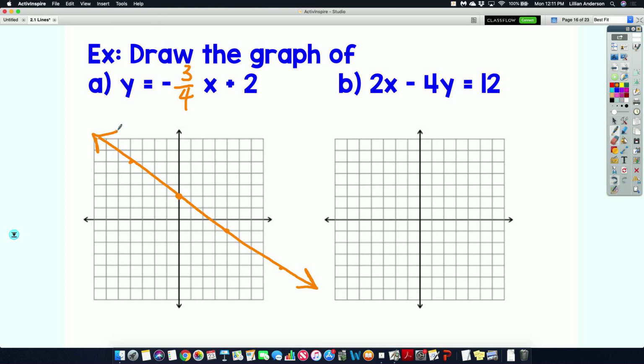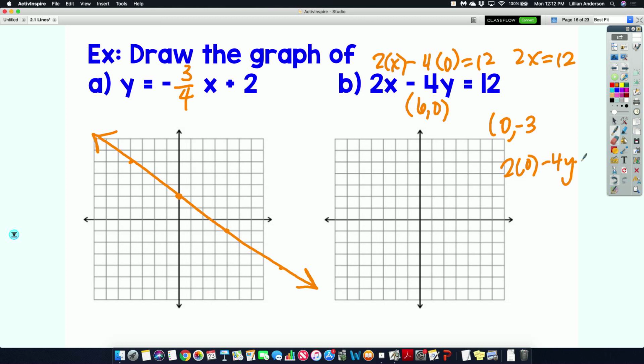What about this? What is my x-intercept? Actually, on your desk, find my x-intercept and y-intercept for B. What's your x-intercept? 6, 0? Yes. Remember, we just plug in 0 for y and solve for x to find our x-intercept. So that gives me 2x equals 12. What's my y-intercept? 0, negative 3. Plug in 0 for x and solve for y.